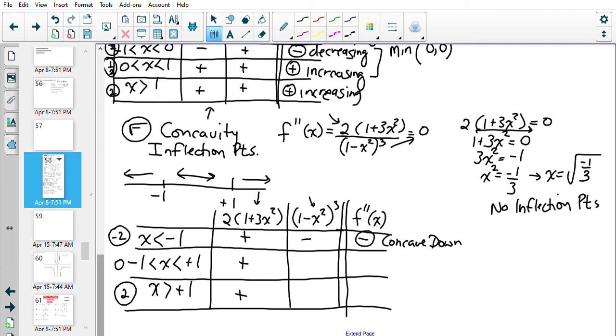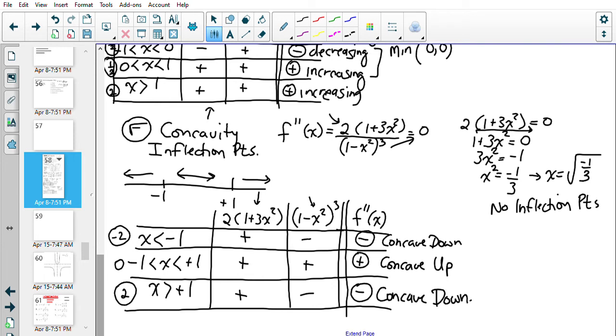Okay, so then at 0, plugging in a number 0 here, 1 minus 0 is positive. You cube that, you get a positive. So I get a positive for my second derivative. That means it is concave up. That means it is smiling. And a number like 2, again, would give you a negative number in there. And that means the second derivative is negative, so it is again concave down.